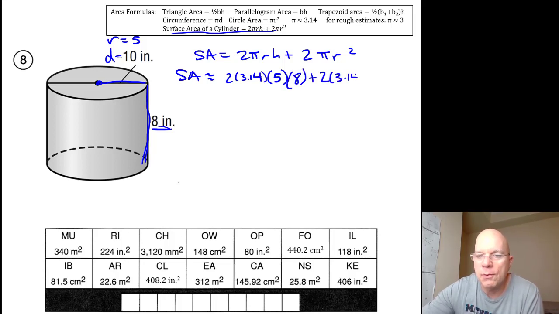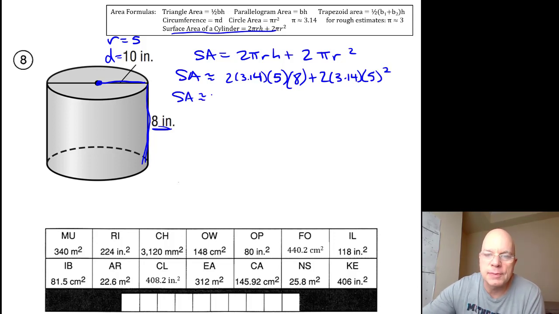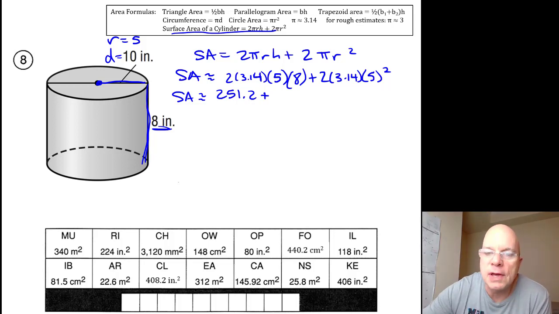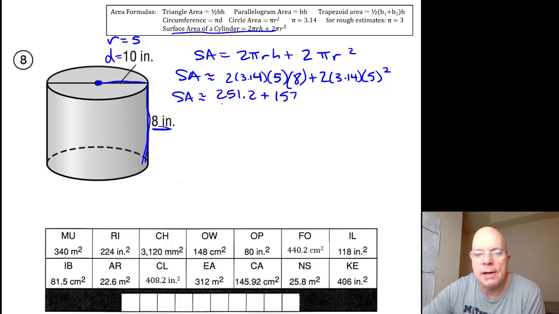plus 2 times 3.14 times 5 squared. So the surface area is approximately 6.28 times 40. The lateral surface area is 251 2/10. And 6.28 times 25. 157. 40 times 6 is 240. I feel good about this. 6 times 25 is 125.